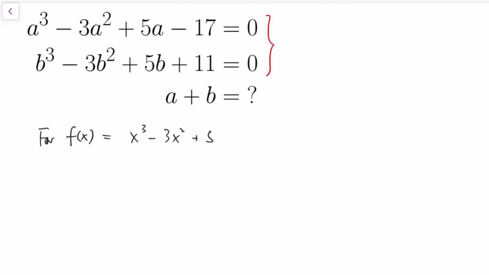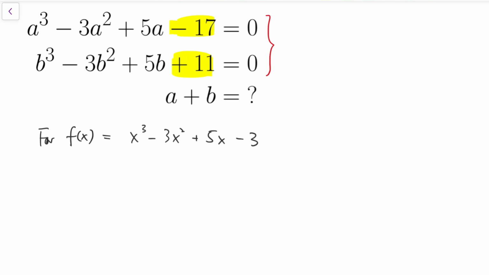Which is f of x equals x cubed minus 3x squared plus 5x. The first three terms are just taken from the first three terms of the two equations. And for the last term, the constant term would be minus 3. This is the average of the constants in the two equations.